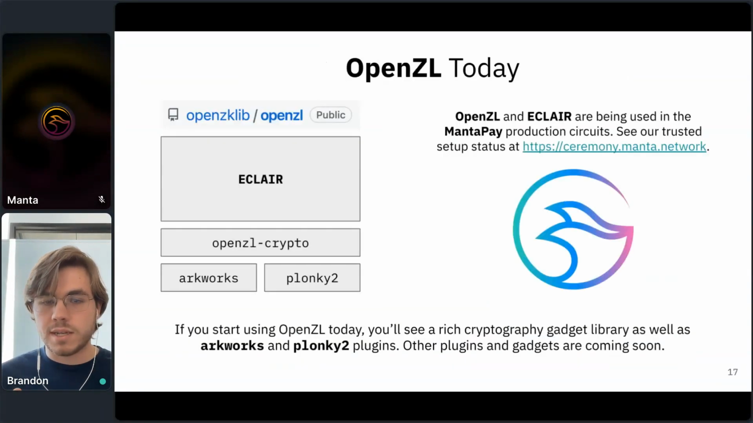So where are we at today? Right now, we've currently built the ECLAIR standard library and the OpenZL crypto primitives library. And we have 2 plugins currently supported, ArkWorks and PLONK-2. And we're looking at other plugins like Halo 2 Community Edition, Circom, lots of other things in the pipeline. OpenZL has already been used in production at Manta, and our Manta Pay circuits are built using ECLAIR and ArkWorks Groth16. And we're currently actively running a trusted setup.